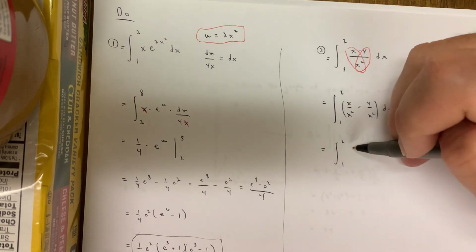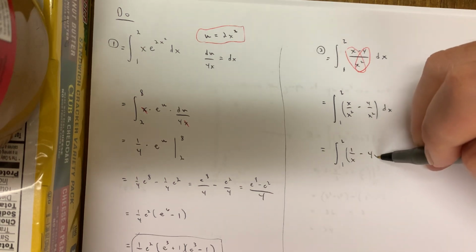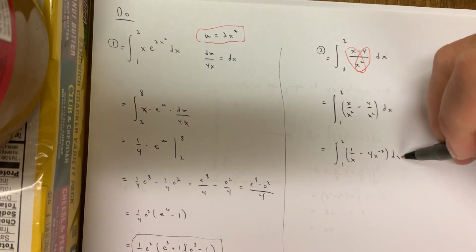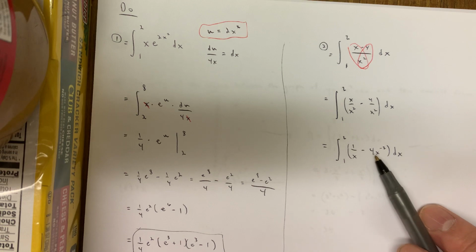Okay, over here, x over x squared is really 1 over x, right? Minus, I'll write 4 over x squared as 4 times x to the negative 2. And you should know why I'm doing that, okay? Just to prepare for the integration that's about to happen. You usually want to get the x up on the same level.